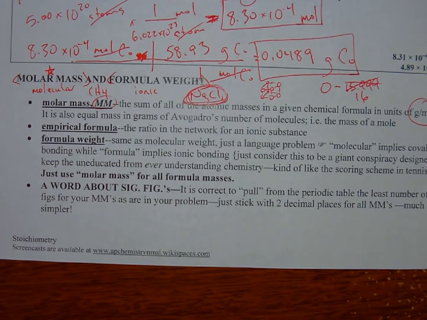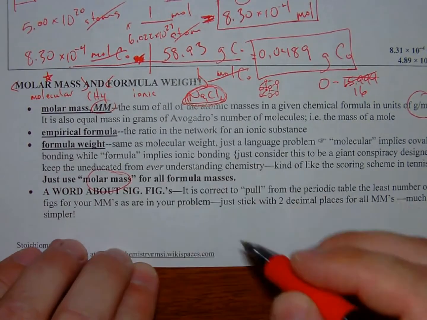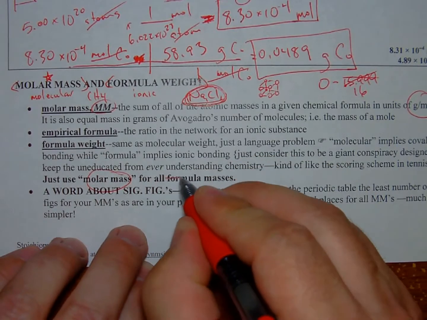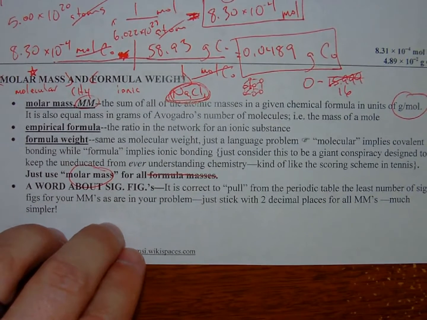Formula weight is the same as the molecular weight. It's just a language problem. Molecular, remember, implies covalent bonding, while formula implies ionic bonding. Just consider this to be a giant conspiracy designed to keep the undereducated from ever understanding chemistry. But you guys aren't undereducated. You guys are super educated, so no problem. But like I said, when in doubt, just use molar mass. You do not need to use the word formula mass. If you use the word molar mass, you'll be a-okay.